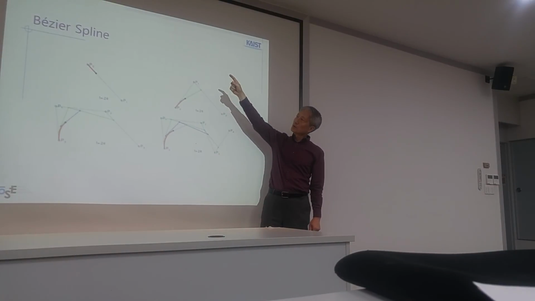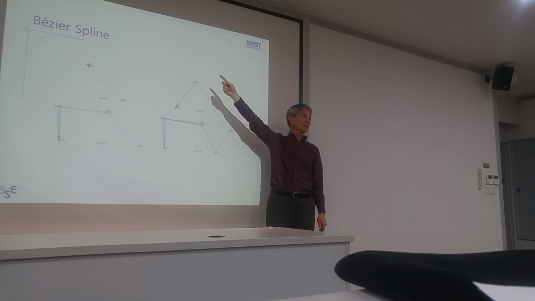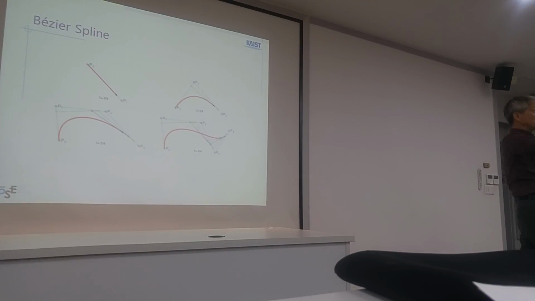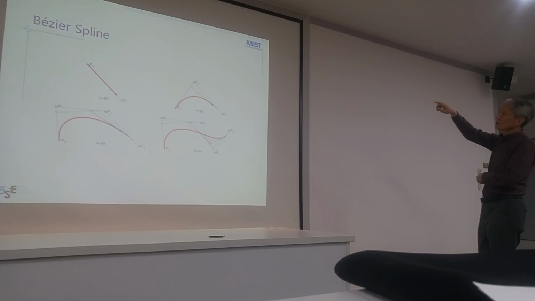And one more interesting thing is that Bezier is a personal name. He was an engineer in France. Citroën is an automotive company, right? He was an engineer at Citroën in the 1970s. He developed this. But can I see the previous one?